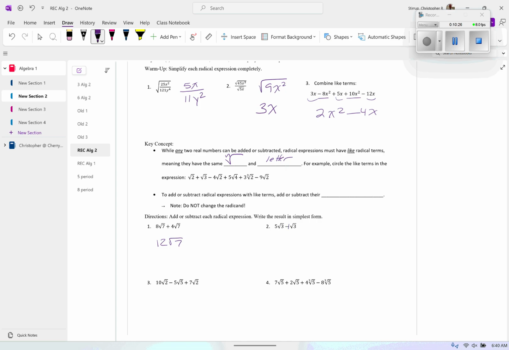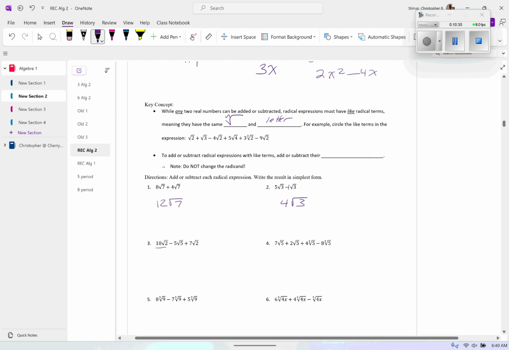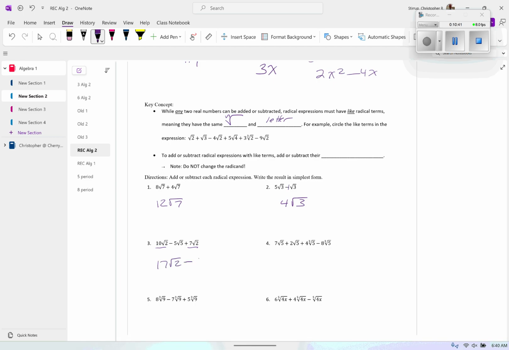This one I'm going to put a 1 there. Both the same radicals. So 5 minus 1 is 4 root 3, notice the root didn't change. This one I have like terms. So 10 root 2 plus 7 root 2 is 17 root 2 minus 5 root 5. And you can't go any further because you don't have different radicals.